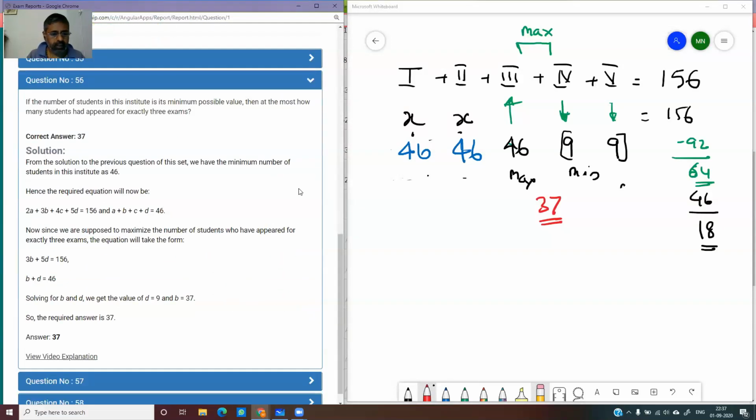If you go through the given solution, since you're supposed to maximize the number of students who have appeared for the exercise, the equation will take this form. Why should it be 3b plus 5d is equal to 56? It is very difficult to understand. This is okay: a plus b plus c plus d is equal to 46. These 3 equations we get. But then, why did you not take A and C? Why did you take only B and D?